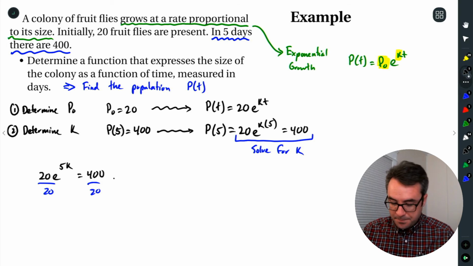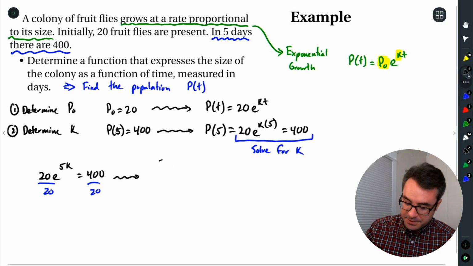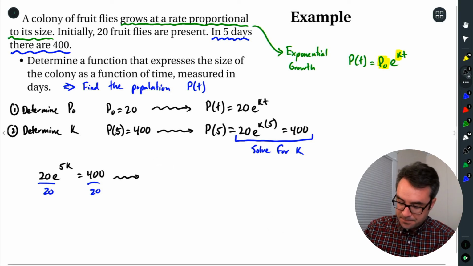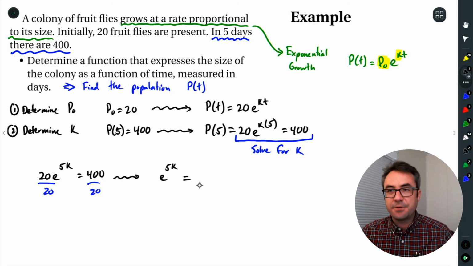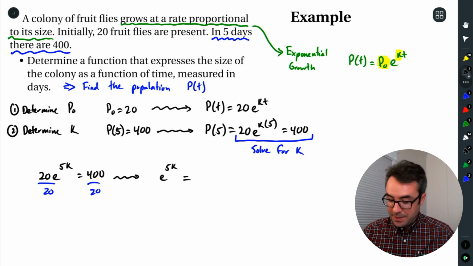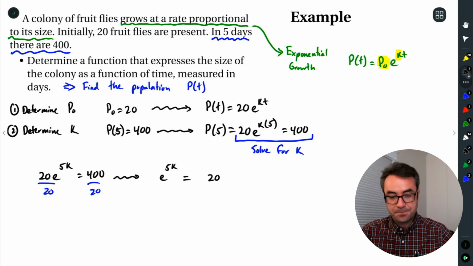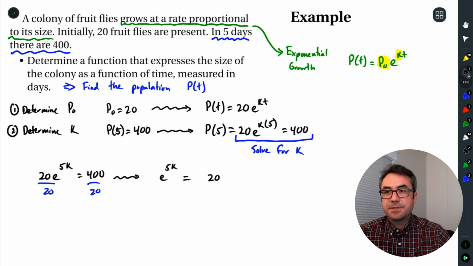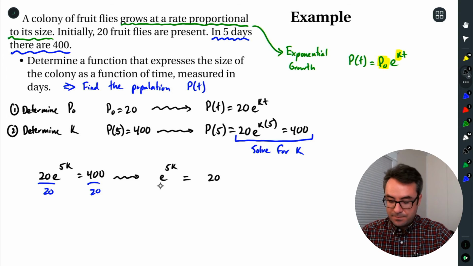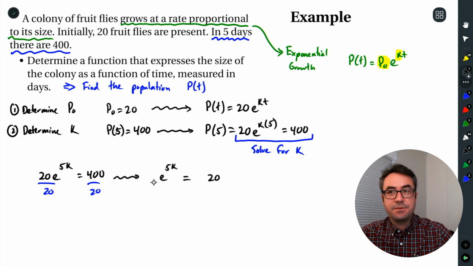So when we do that, that'll give us e raised to the 5 times k. And actually, let's leave a little bit of space here. And then when we write the other side of our equation, let's leave a little bit of space next to this equal sign. So 400 divided by 20 is 20. And so that's good. We've gotten rid of the constant in front.